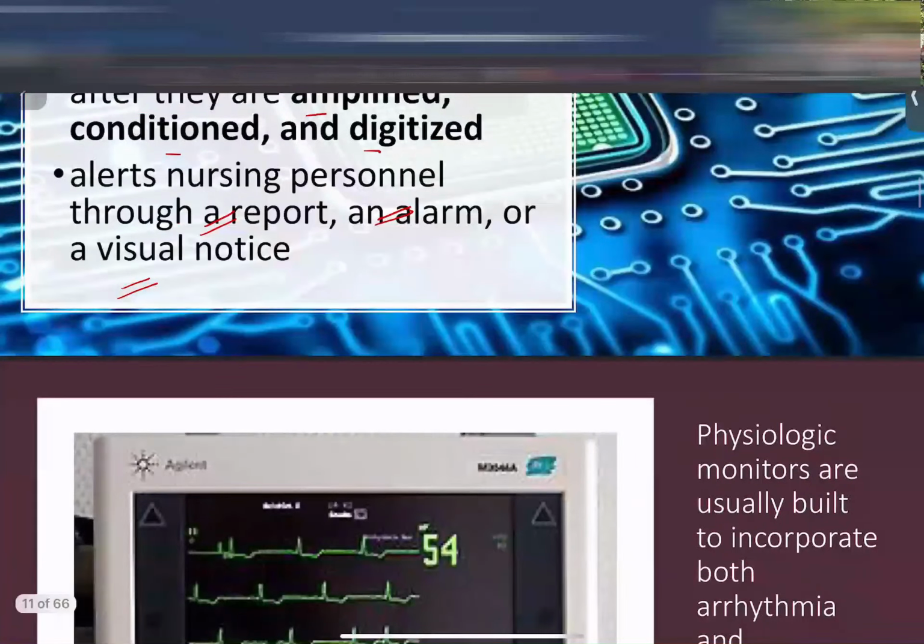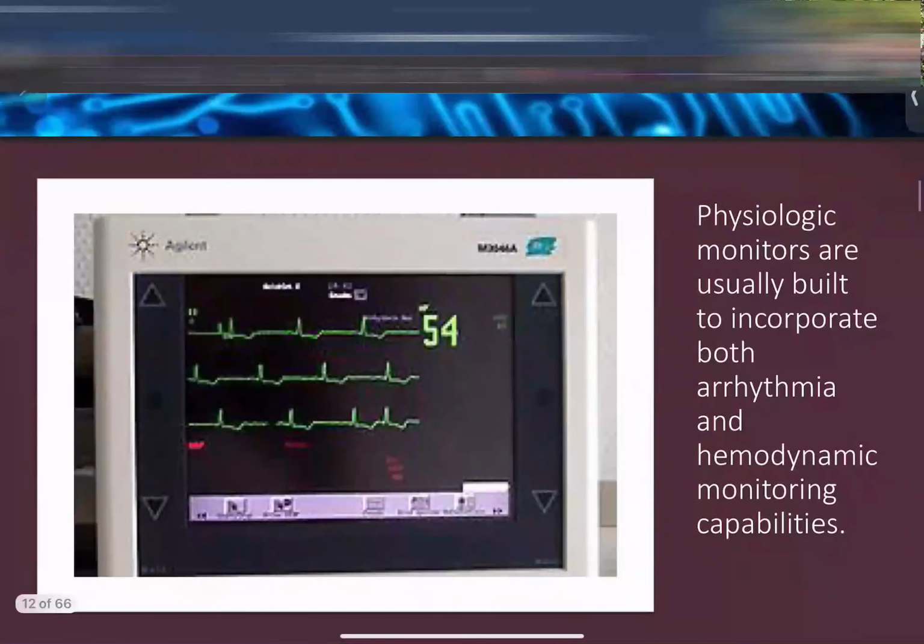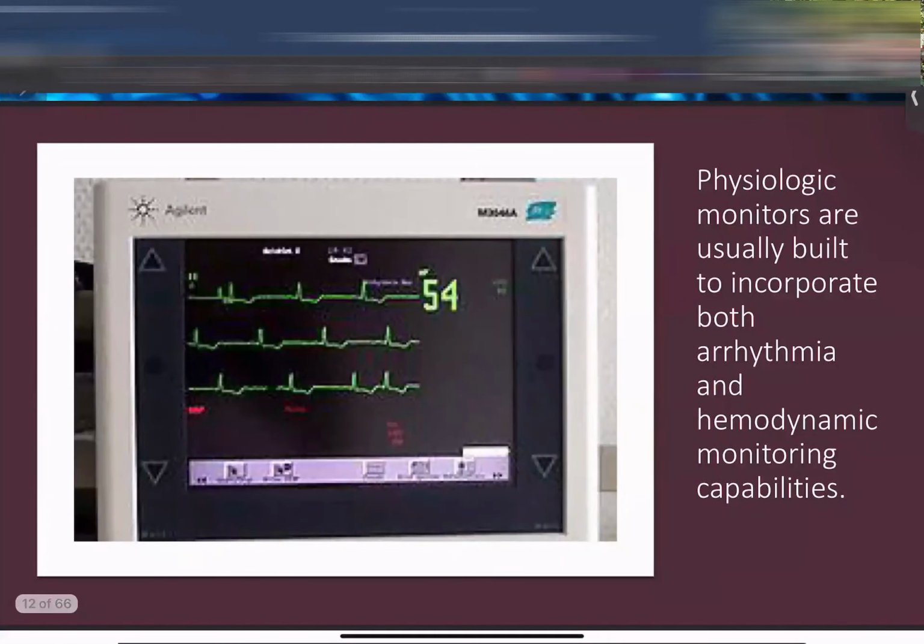Now, plus take note that your physiological monitors would have several purposes. Isang purpose po ng monitors is to incorporate both arrhythmia and hemodynamic monitoring capabilities. Now, ano pong ibig sabihin natin yan, class? Pag sinabi natin class arrhythmia, ibig sabihin there is abnormal rhythm. Okay, class, pag sinabi kong arrhythmia, there is abnormal rhythm, especially that of your heart. Okay? Kung kaya class arrhythmia. Okay? Now, so paano po na i-incorporate yan?